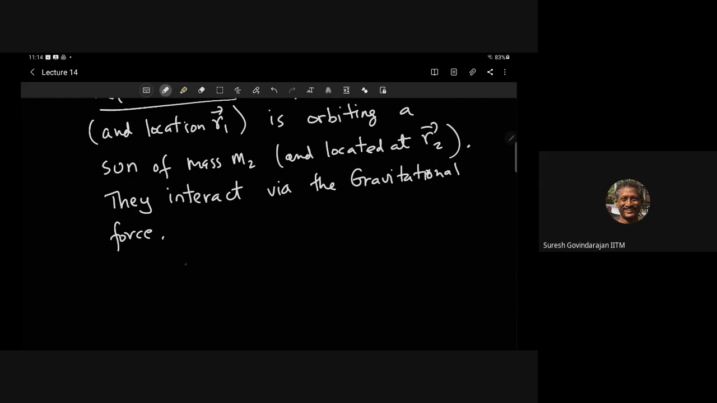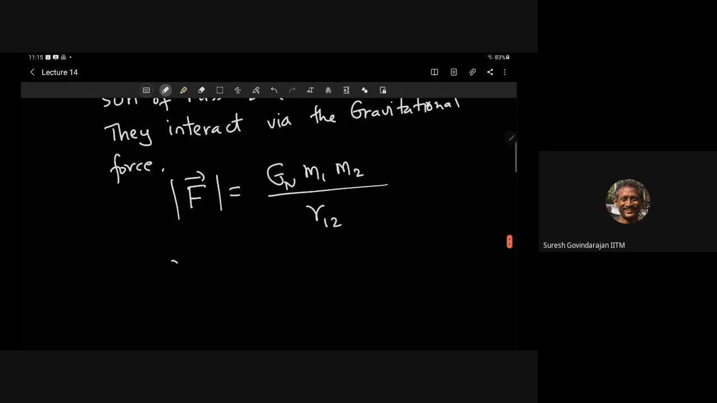It says that the magnitude of the force is equal to G Newton, this Newton's constant, m1 m2 upon r12, where r12 is nothing but r1 minus r2. So this is what it is. And what is the direction of the force? It's always attractive, towards the center. It's not towards the center.